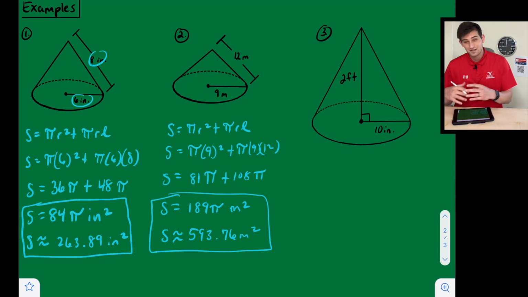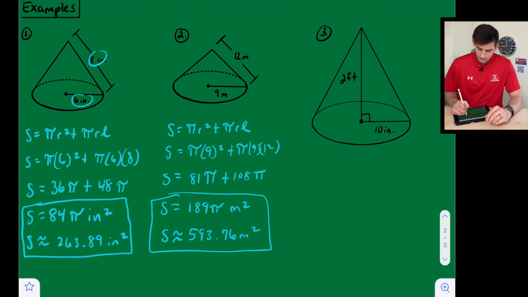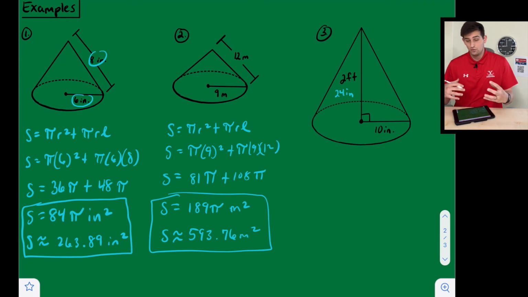All right, for number 3, we have to think about it a little bit. We are not given the slant height, so we have to calculate that. And also we are given our radius in inches and our height in feet. So the first thing we want to do is look at 2 feet and convert that to inches. How many inches are in 2 feet? Well, that would be 24 inches. And so now what we have is a 10, 24, and a hypotenuse of a right triangle. So we could think about the Pythagorean theorem.